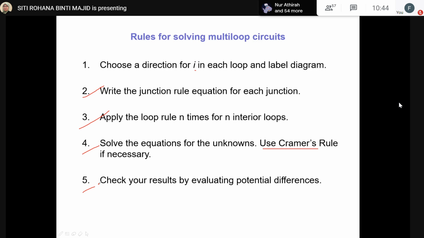But this one I think most students will not do this part, because when we check from step 1 and step 2, even though correct, sometimes there are mistakes in the mathematical part. So I think number 5 is not preferable to be practiced by students.